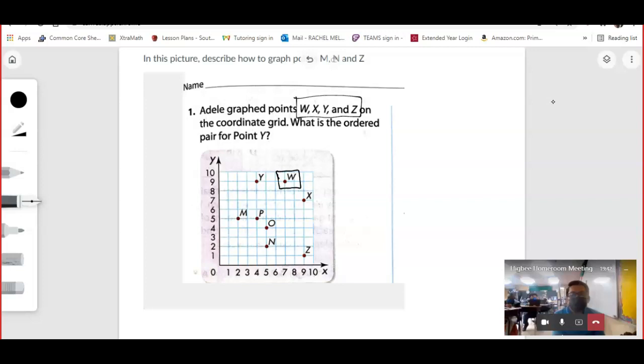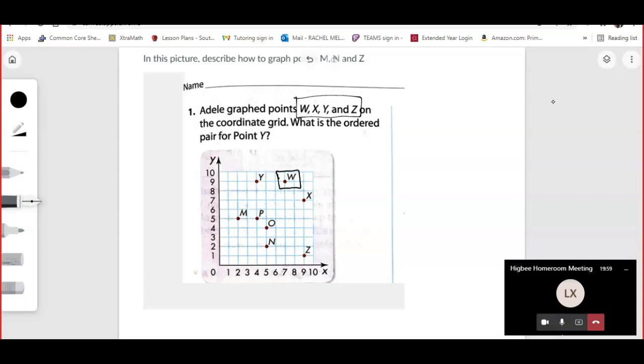All right, is there anyone who would like to volunteer for describing how to graph X? Lyric, go ahead. You start at the origin. You move to the right, over to the right, 9 spaces on the x-axis, good job, and up 1 on the y-axis. Oh, you told me Z? Yes, that's Z. Right? Yeah.